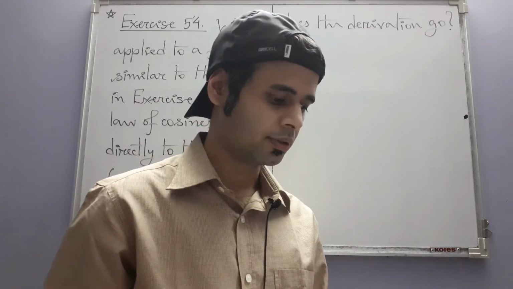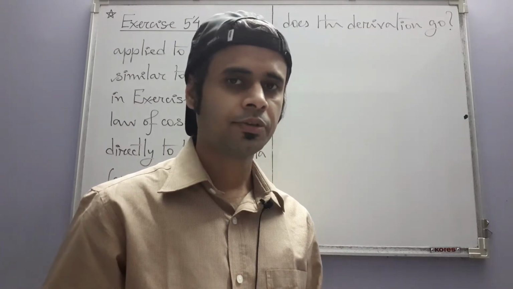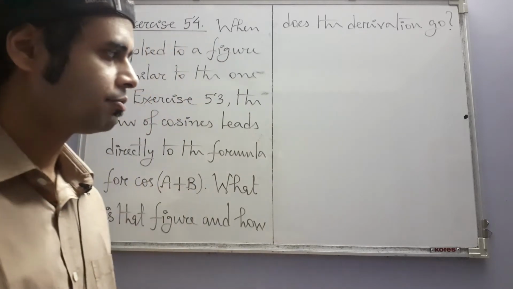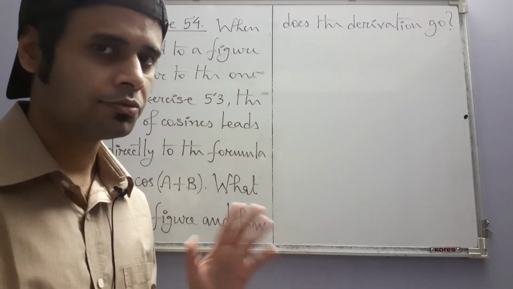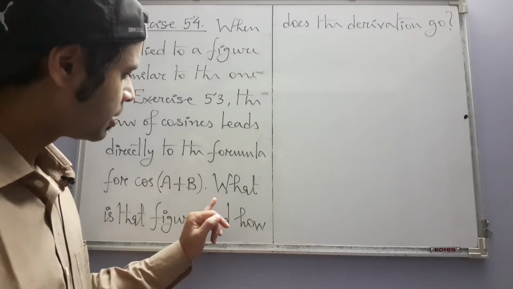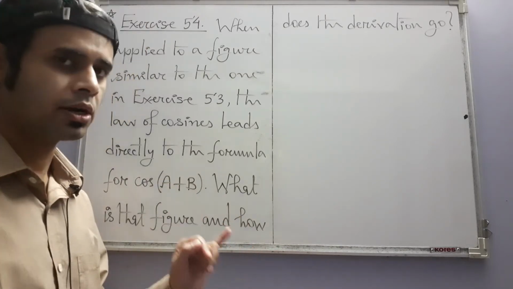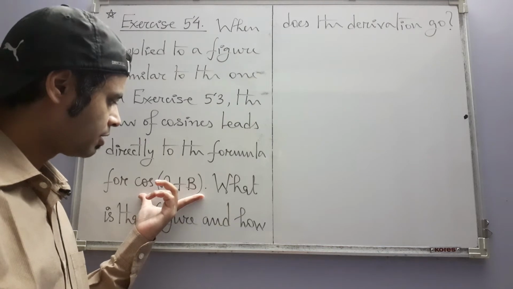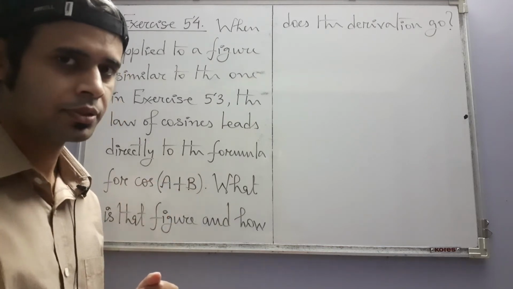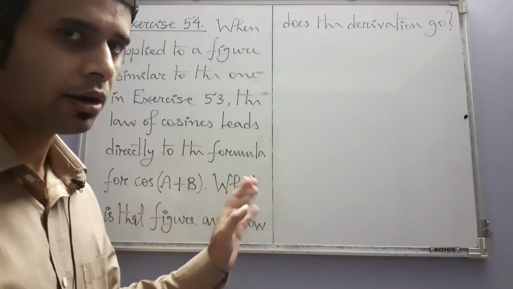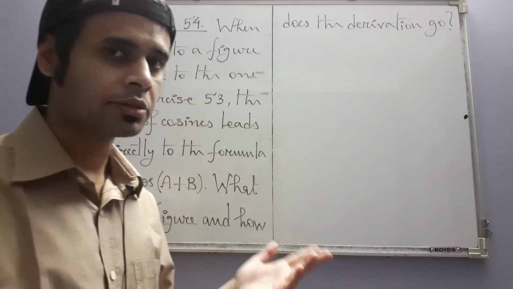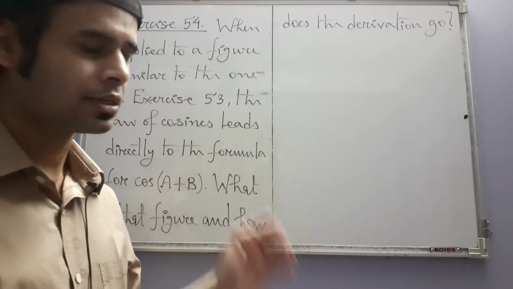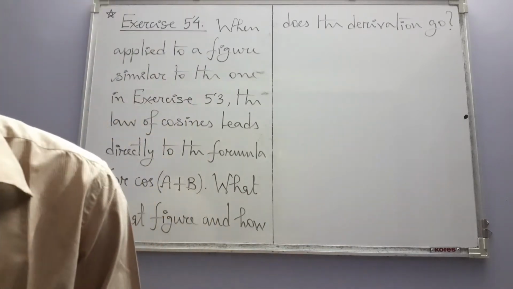Exercise 54. Recall that in exercise 53, we derived a formula for cos(A minus B) from the law of cosines. In this one, we have to do something similar, but now we have to derive the formula for cos(A plus B), using the law of cosines and a figure similar to what we saw in exercise 53. So, let's see what we can do.